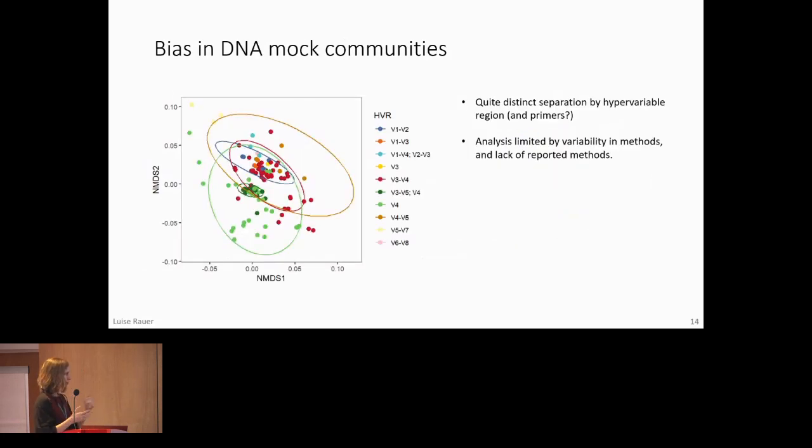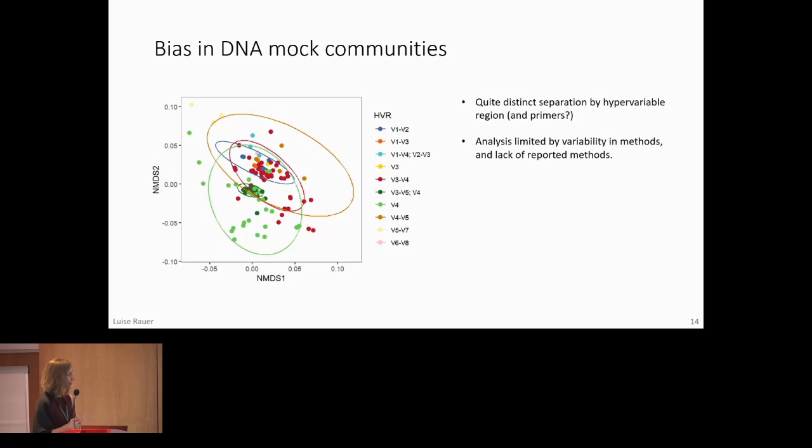Unfortunately, or fortunately, we see some differences based on the hypervariable region, and I'm sure that there would be more differences, for example, based on the primers that were used in the studies. But in this analysis, we are really limited first by the information that is given in the papers, as you have seen before. And on the other hand, we are limited by the fact that some of these studies are so specific that we cannot really say if that's just a study-specific effect or if that's really because of the methodology.